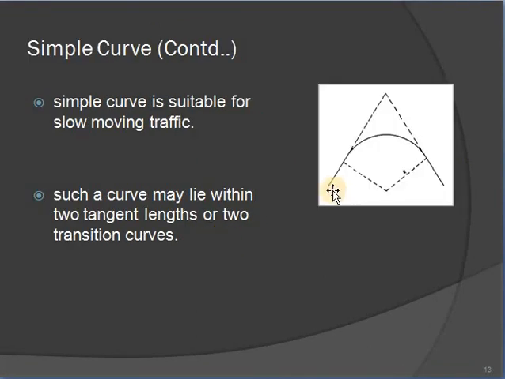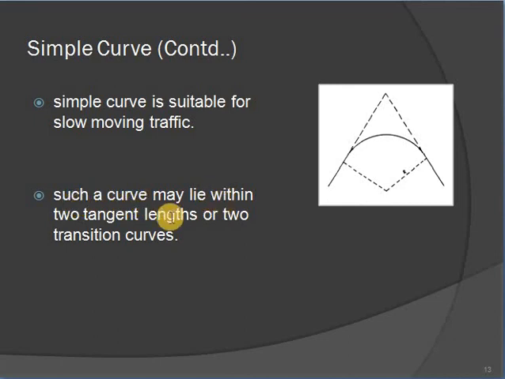Simple curve we can see. So here, what is the chord? This is the chord. It is nothing but a 30 degrees angle we can see. Simple curve is suitable for slow moving traffic. Keep it in mind. Simple curve is suitable for only slow moving traffic, not for fast moving traffic.